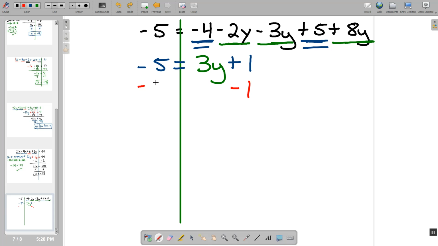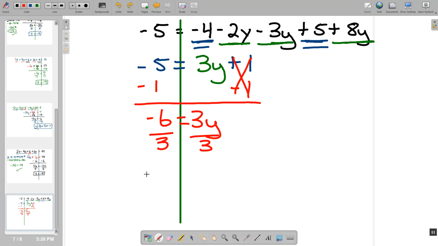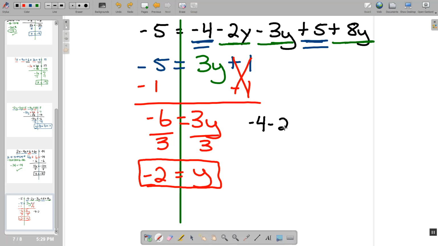We're going to subtract 1 from both sides to get 3y is equal to negative 6. We divide by 3. So negative 2 is equal to y. And our very last step is we're going to check our answer by plugging negative 2 in for each of these individual values of y. So we're going to do negative 4 minus 2 times negative 2 minus 3 times negative 2 plus 5.